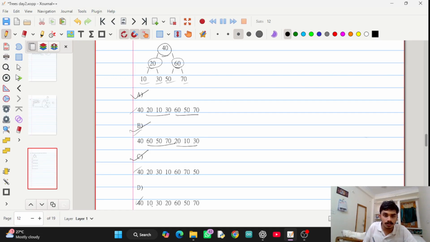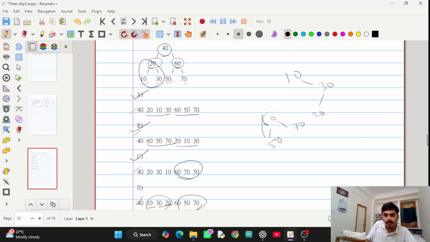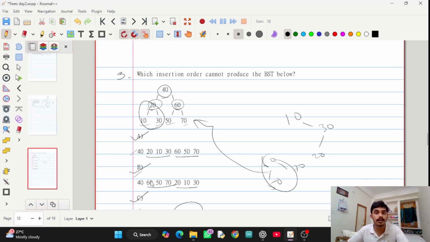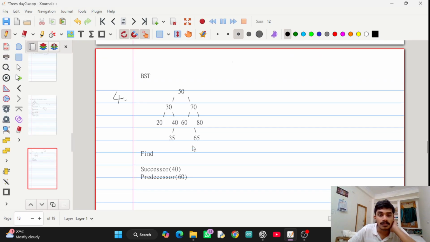And next coming to D. 10 came before 30 and 20. This is a problem now. Why? Because it comes like this: 10, 30, 20. But our tree is not like that. Even though this condition is satisfied, this does not satisfy. Here also this condition is satisfied, 60, 70 and 50, same as this. So the correct option is option D, because they asked which cannot produce the binary search tree below. Okay. Next.